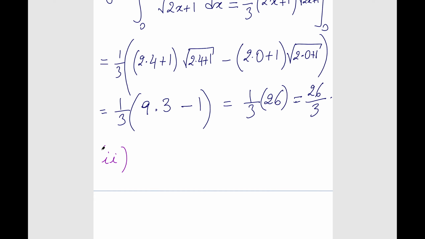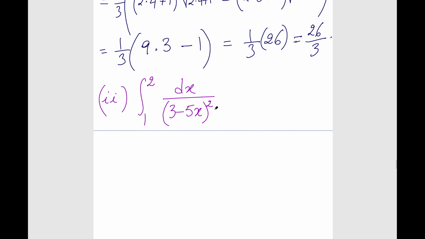Part 2. How about primitive or definite integral this time? The integral from 1 to 2 of dx over (3 minus 5x) squared. Okay. All right. Please stop the video. Again, every time I give a problem, stop the video and do it on your own, because it doesn't make sense to watch it without learning from mistakes. So let u be 3 minus 5x.